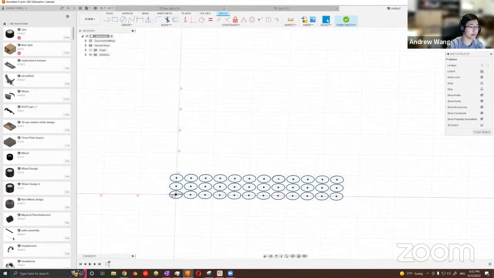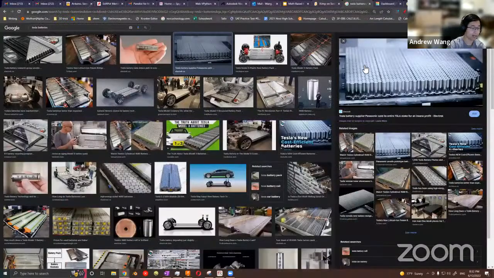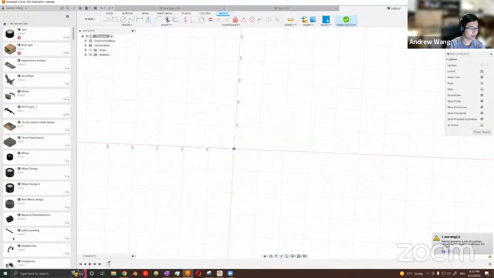If we look at the cells in the picture from the Tesla photo, you'll notice something. They're not in rectangular forms. They're in this zigzag, so they can fit closer together. So they have higher energy density. So you don't need more space. More space is more problems. So how do we do that?